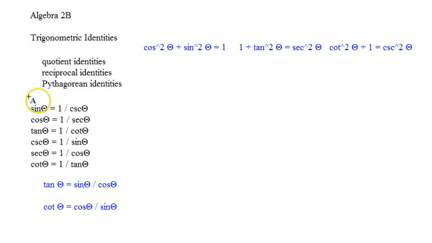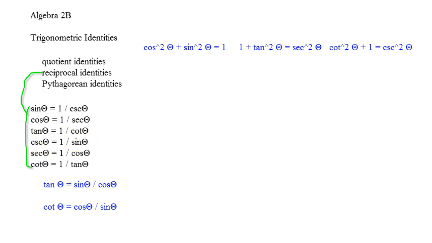Here's some basic identities right over here. These are called the reciprocal identities, these 6 right here. Basically, that just means that the sine is the reciprocal of cosecant, cosine is the reciprocal of secant, tangent is the reciprocal of cotangent, and vice versa. Okay, so this is just verifying everything.